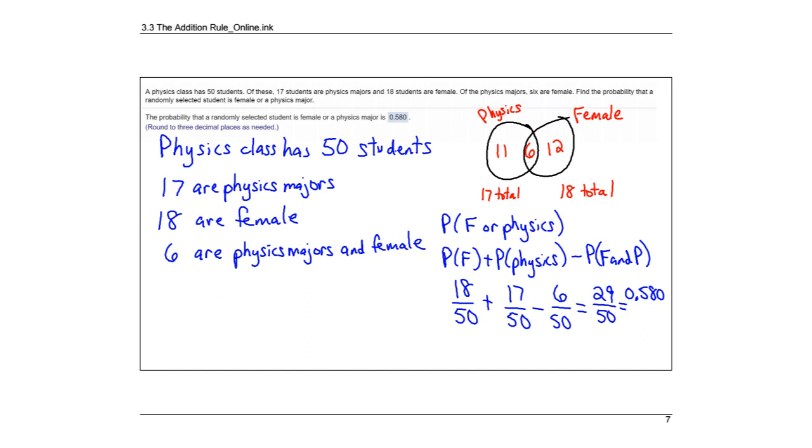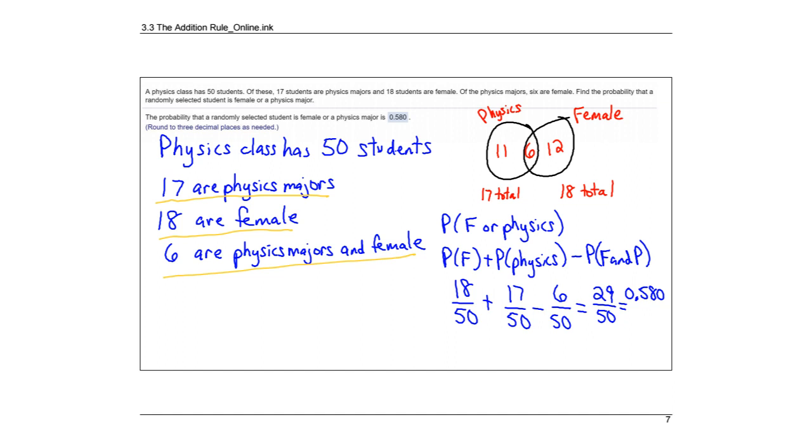Right, this one gets a little trickier. I like to draw a graph. I draw my Venn diagram so I can take a look at what's happening. So a physics class has a total of 50 students, okay? 17 of those students are physics majors, right? 17 are physics majors, 18 are female, and then 6 are both.